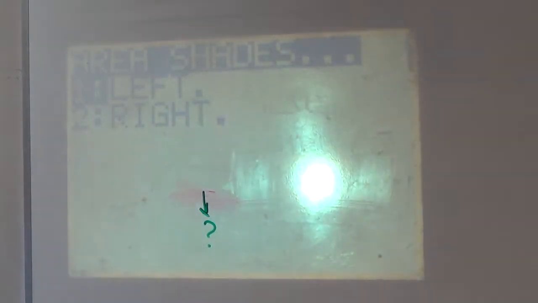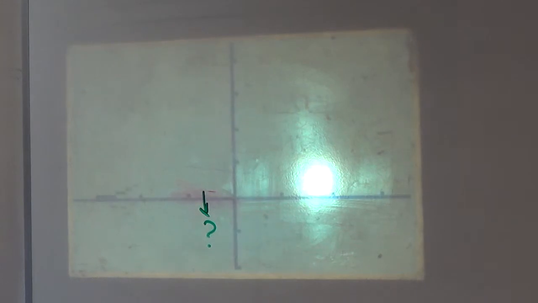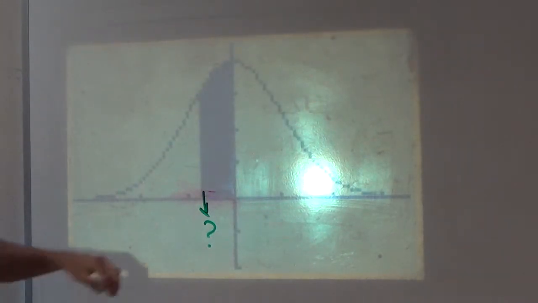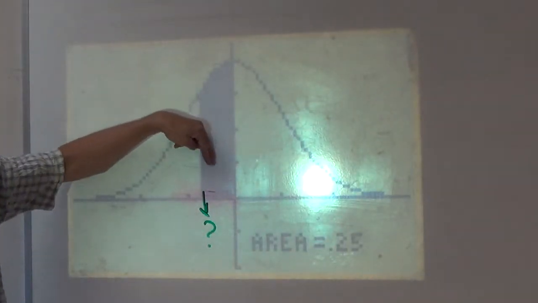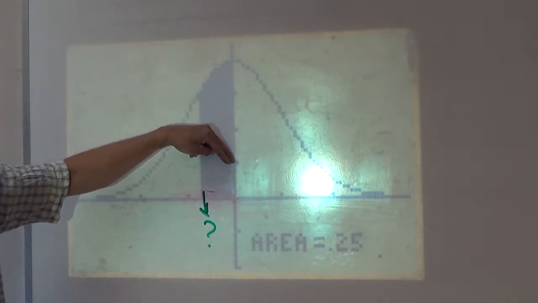Stay right there for a second. Don't do a thing. I'm going to quit out of here and start up the program again. Look at the last curve we had up. Negative, was it 0.6745 you said, Rob? 0.6745. Okay. Now, the problem is you can't put this area in. I didn't code it to let you do that because there's a reason. I'll explain why on Thursday.